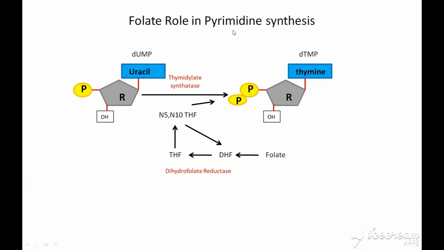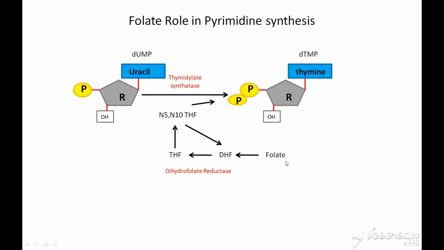So when we were talking about pyrimidine synthesis, we said that deoxy-UMP is converted to deoxy-TMP by the enzyme thymidylate synthase. Now, the difference between uracil and thymine is only one carbon, so thymine contains one extra carbon over uracil, and that's going to be the difference between uridine and thymidine. So where does thymidylate synthase get that extra carbon from? It gets it from the molecule N5-N10 tetrahydrofolate. So folate is going to be the source of the carbon that helps us form thymidine.